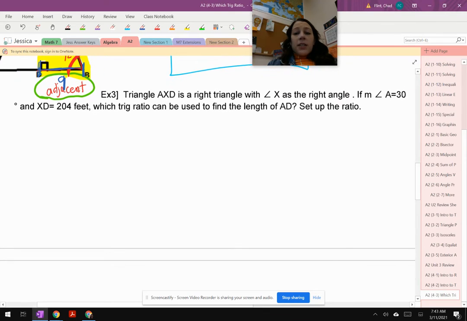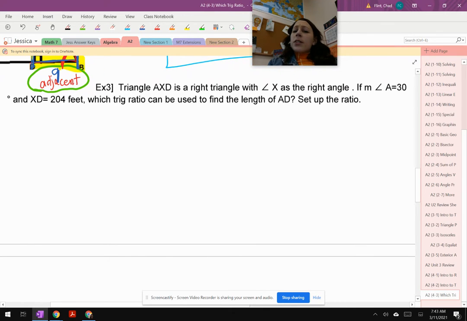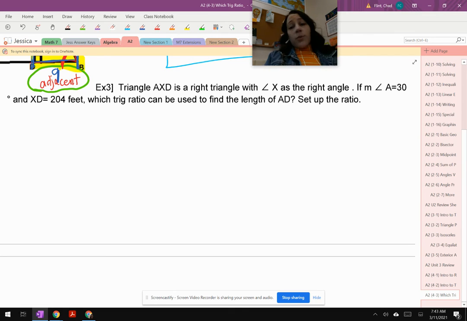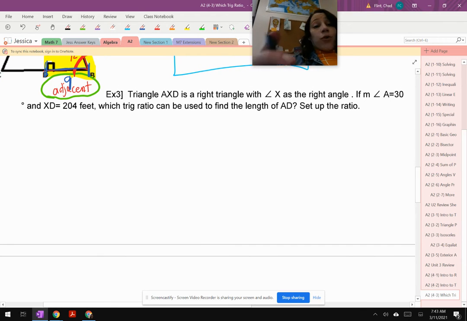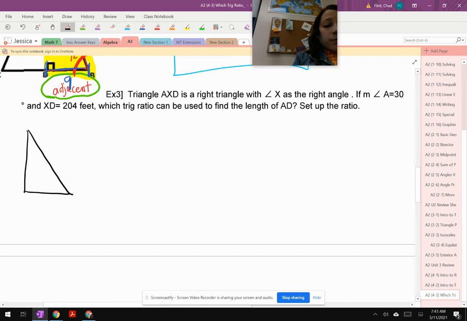All right, here we have our last example, which is different from the other examples because it does not give us a picture. You don't ever want to try and do one of these problems without drawing a picture. You're just going to set yourself up for a hard time. So again, we have to have a right triangle. So I'm going to start off by drawing a diagram of a right triangle.